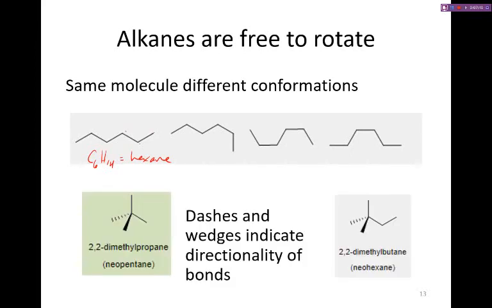Another thing to point out is that we use these dashes and wedges to indicate directionality of bonds. So in other words, these molecules are not just flat. We know that this carbon really has 2 hydrogens bound to it in addition to the other 2 carbons. And therefore, since it has 4 electron domains, we know that it's tetrahedral. Well, if it's tetrahedral, it must have a 3-dimensional structure. And that's what the dashes and the wedges are used to indicate.